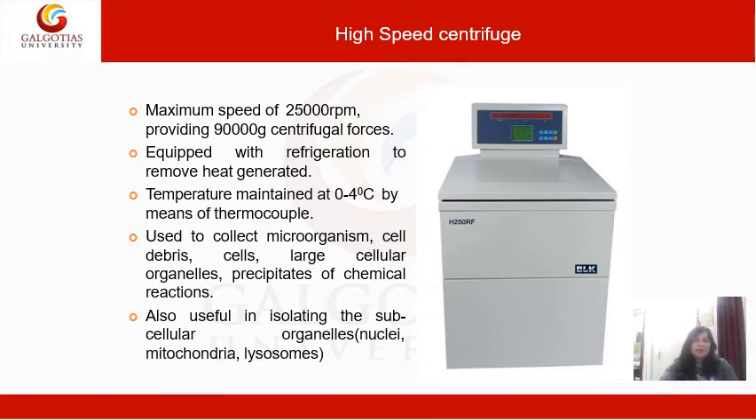These types of centrifuges are equipped with refrigeration to remove heat generated during operation. Temperature in these centrifuges is maintained at 0 to 4 degrees by means of a thermocouple. These are used to collect microorganisms, cell debris, cells, large cellular organelles, and precipitates of chemical reactions. They are also useful in isolating subcellular organelles like nuclei, mitochondria and lysosomes.